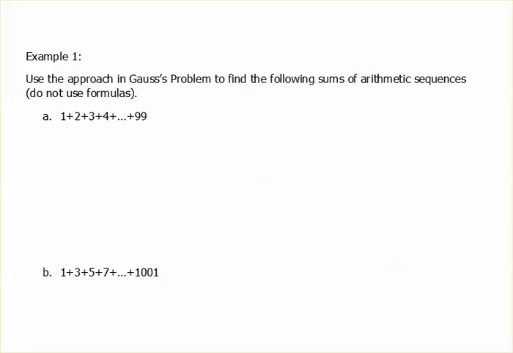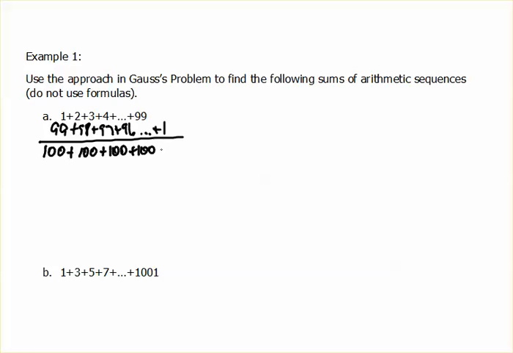So the first one is 1 plus 2 plus 3 plus 4 plus on and on and on up to 99. So this one is very, very similar to the one that Gauss did. If I were to rewrite those backwards and say 99, 98, 97, 96, all the way down to 1, each one of those sums would be 100 this time, wouldn't they?